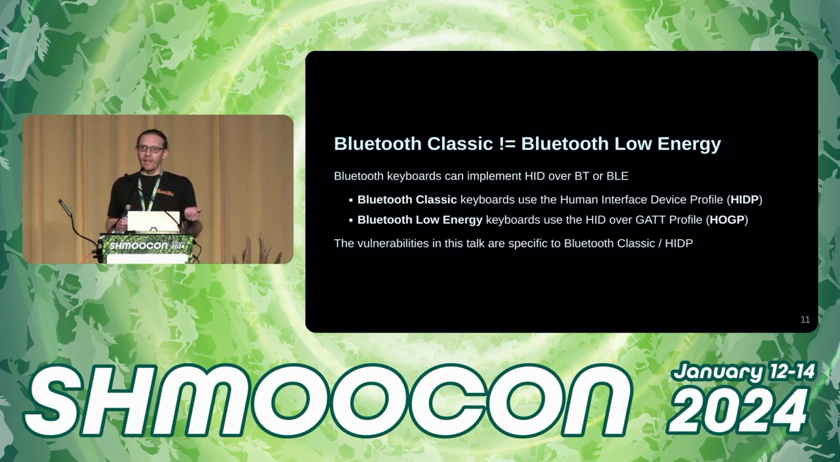And I also realized that I thought I knew how the application layer worked with Bluetooth, but I was completely clueless. And so, for instance, I didn't realize that there's a distinction between BLE and Bluetooth Classic keyboards. So Bluetooth Classic keyboards use the HID profile, and Bluetooth Low Energy keyboards use something called the HID over GATT profile. And so all the Bluetooth bugs I'll be talking about today are specific to Bluetooth Classic keyboards using the Bluetooth HID profile.